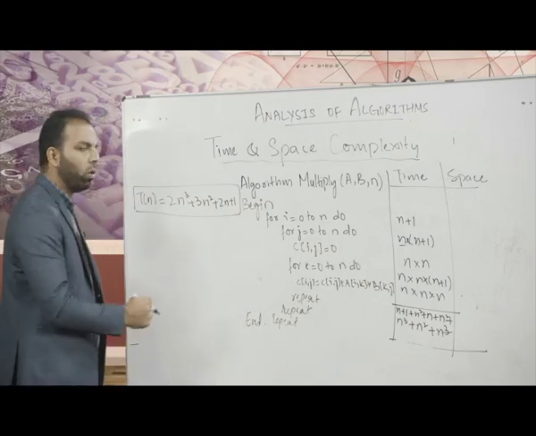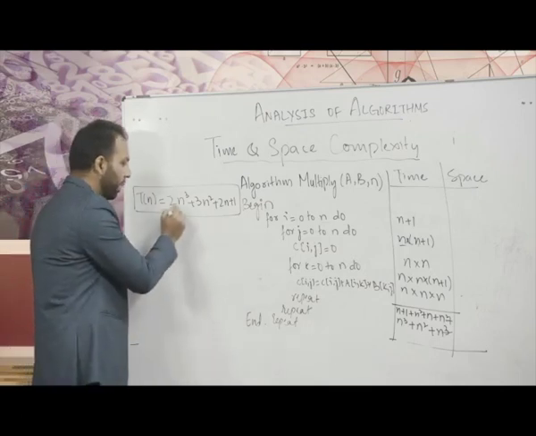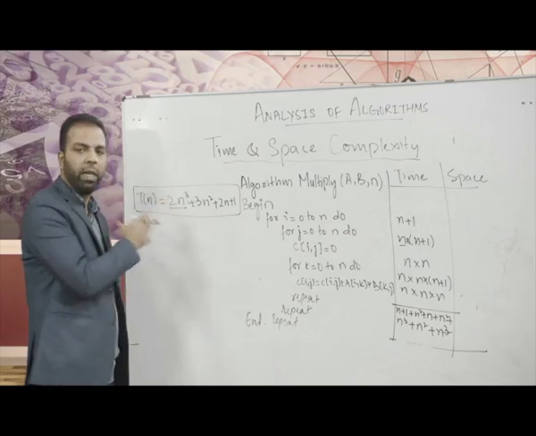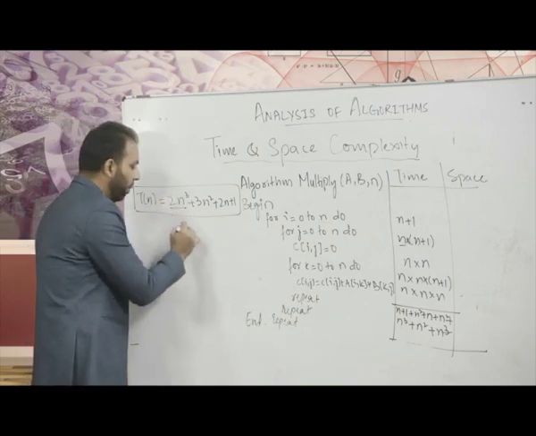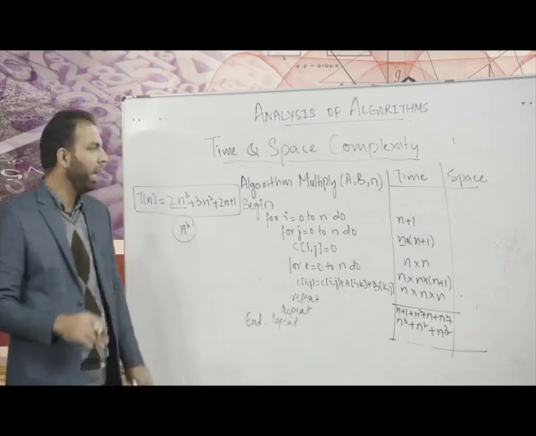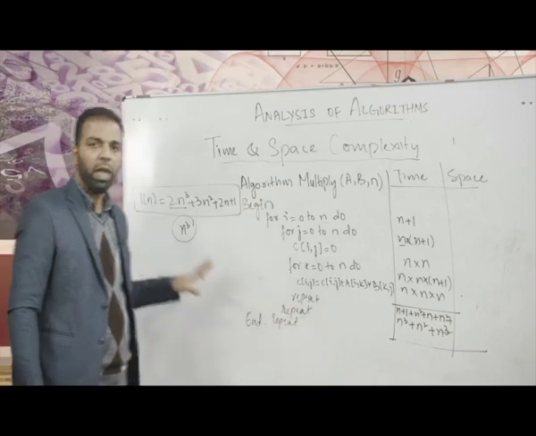Now, like I said before, the higher order term is this, and if we neglect the constant associated with it, it will be n cube. So the degree will be n cube. So we can say the running time complexity of this algorithm is n cube.